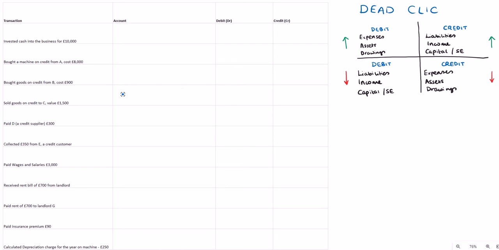So let's begin. The first one, I've invested cash into the business for £10,000. Therefore, the business has received cash and also owes capital back to the owner. So I'm going to increase the cash in the business and increase capital. And to do that, I'm going to debit my asset, so cash is an asset, and credit capital. So debit cash and credit capital for £10,000.